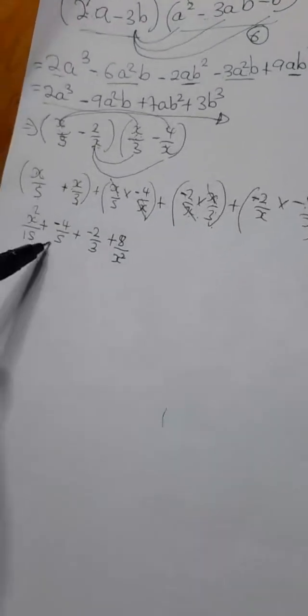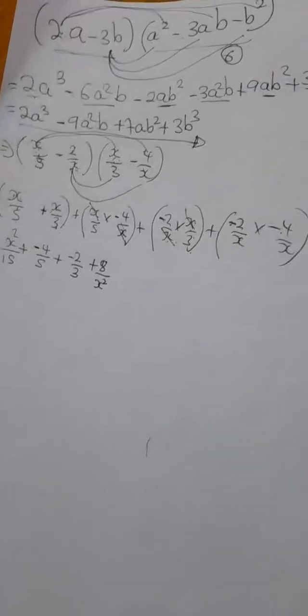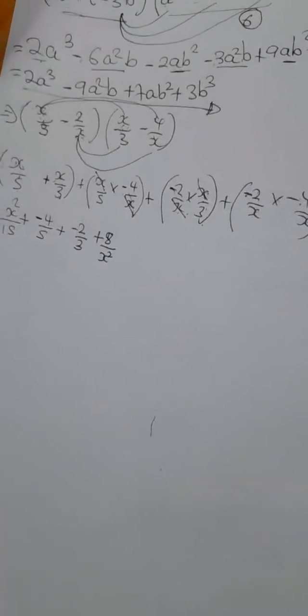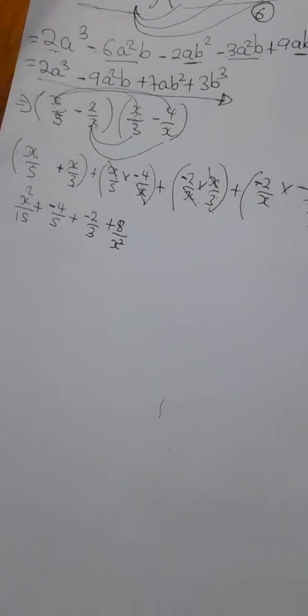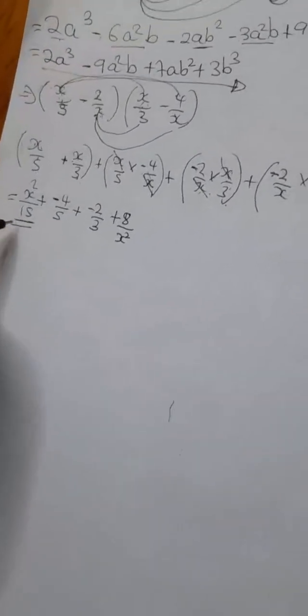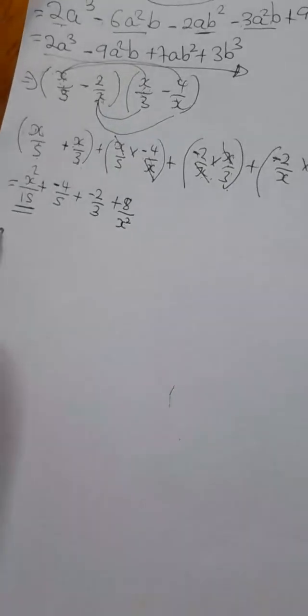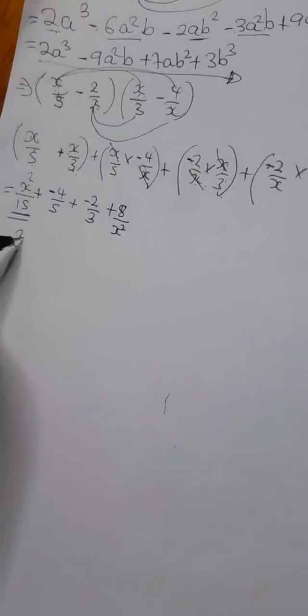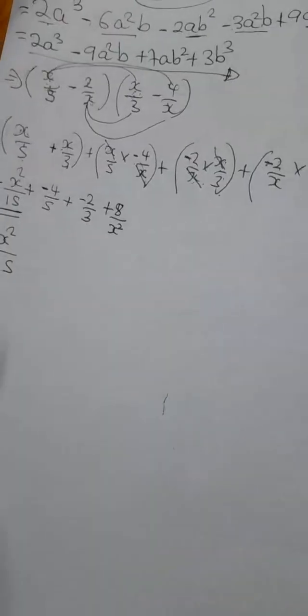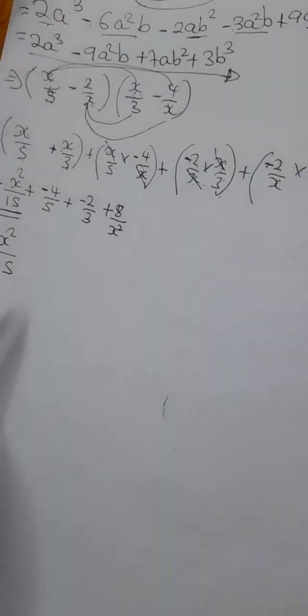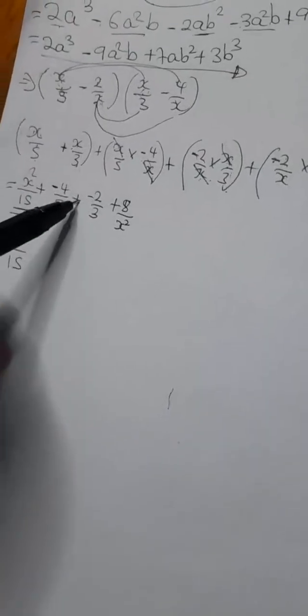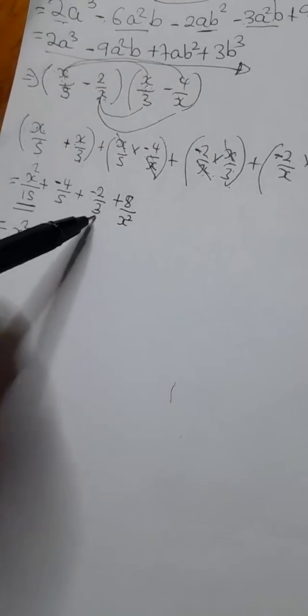So now we are here. We look for those that can be combined together. This one, there is no other one which has x squared on top. So we'll write it as x squared over 15. Then minus 4 over 5 plus minus 2 over 3.